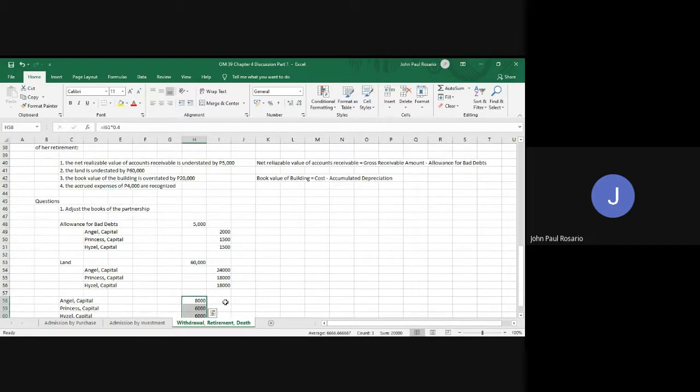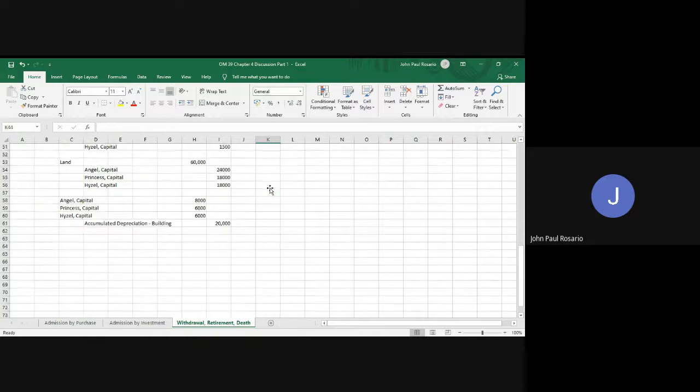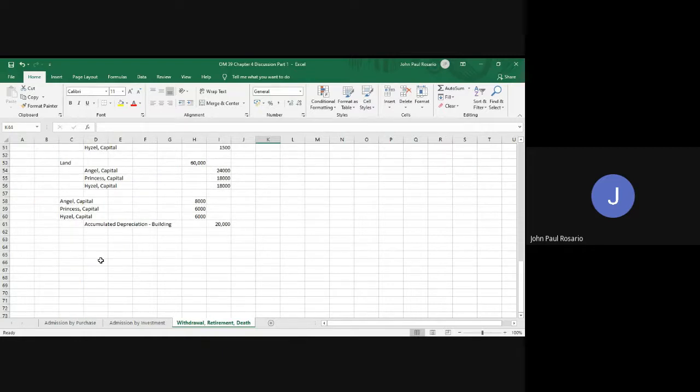And then lastly, accrued expenses are recognized. Accrued expenses, from the word accrual, means liability. So we recognize a liability, an increase in liability, meaning we credit accrued expenses.